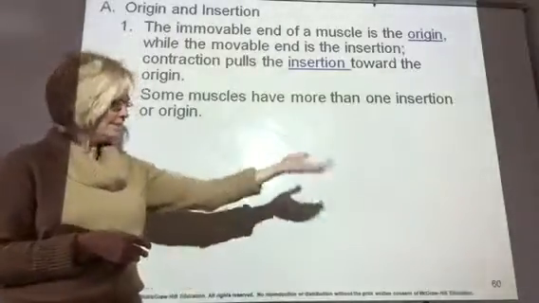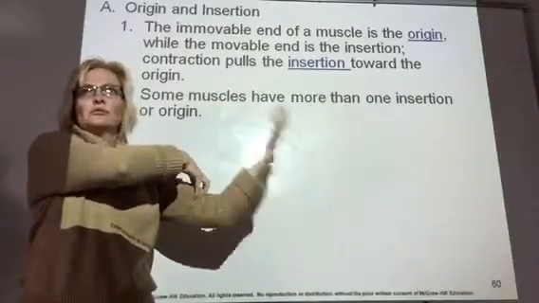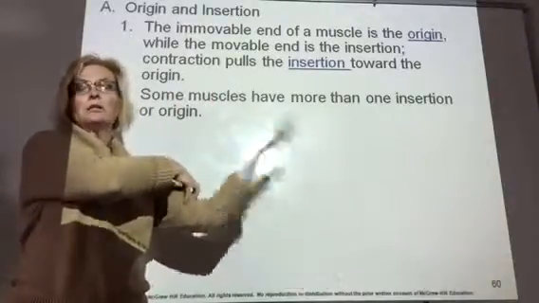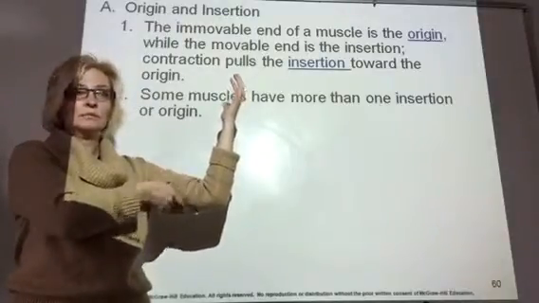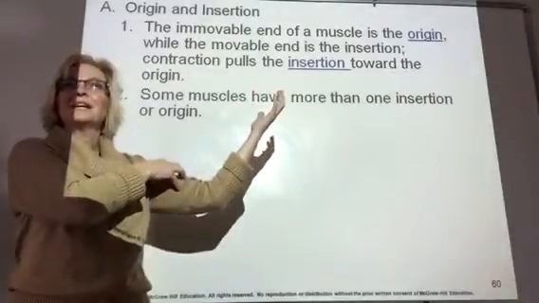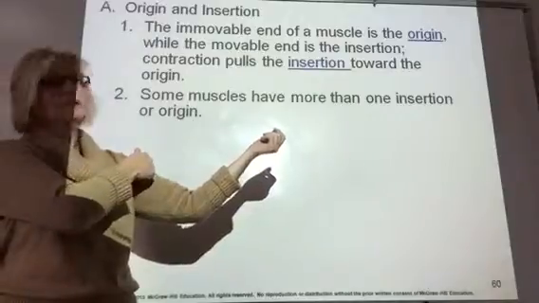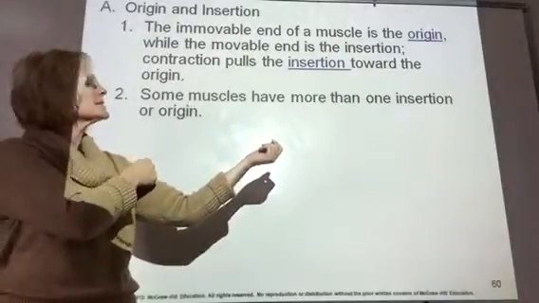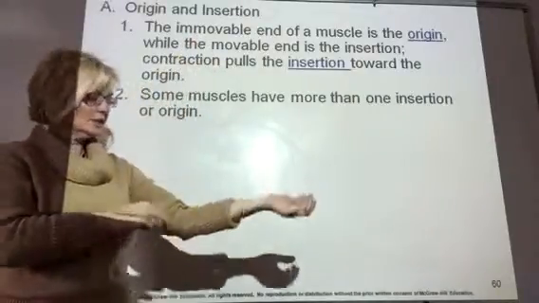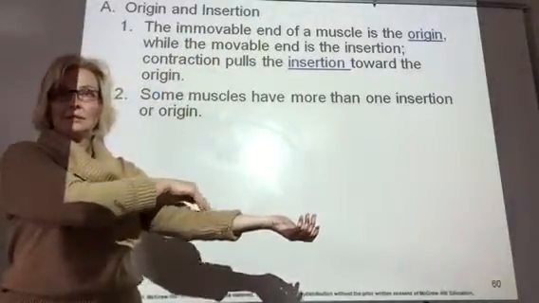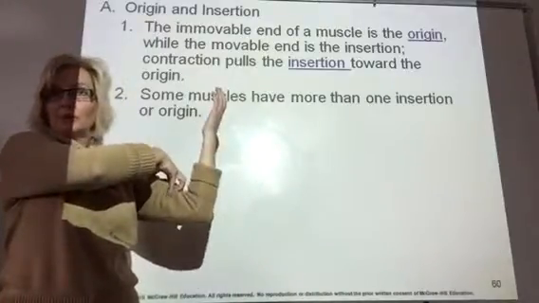So if I'm looking at my arm and I'm looking at my biceps, when my biceps contract, my radius and my ulna are going to be pulled forward. This bone, my humerus, doesn't move, these bones move. So the origin is going to be found on the bone that does not move. So the origin is immovable. The insertion, obviously, then is going to be found down here because that's where the muscle is pulling.